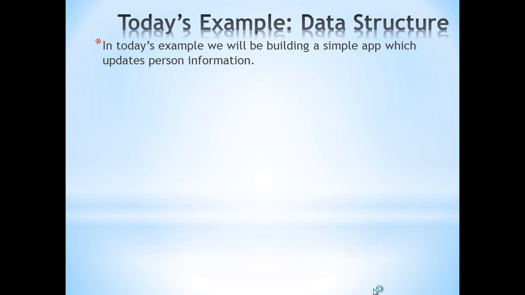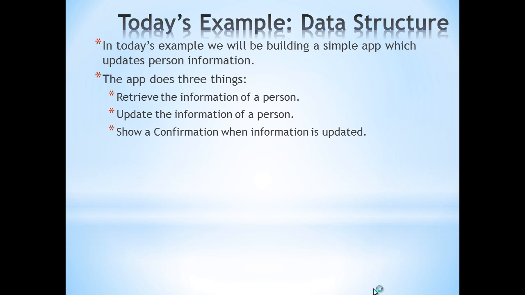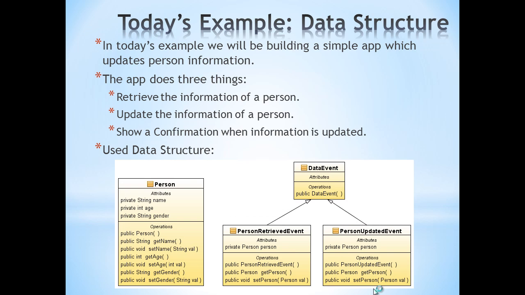So to dig a little bit deeper into what I'm going to do today, I'm going to be building a simple app which displays person information and updates person information. In this particular case, I am going to use a certain data structure for my events. So I'm going to have my person object on the left hand side, which is going to contain a string name, an integer age, and a string gender, and the necessary get and set methods.